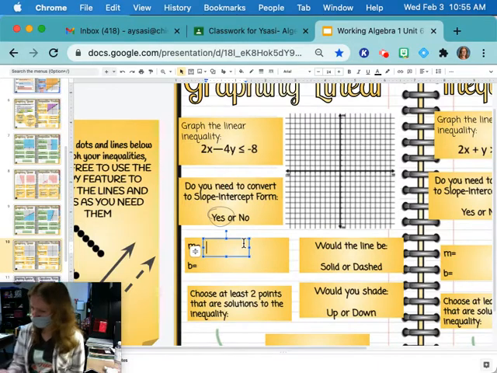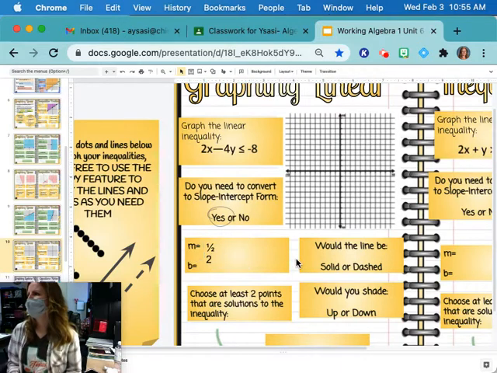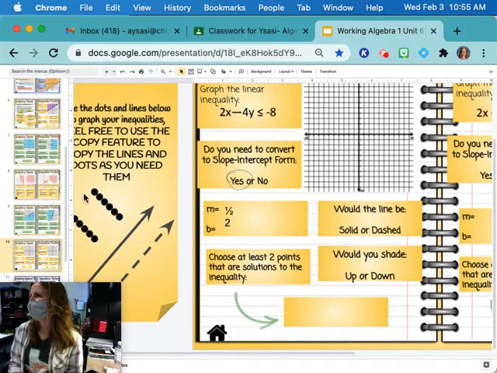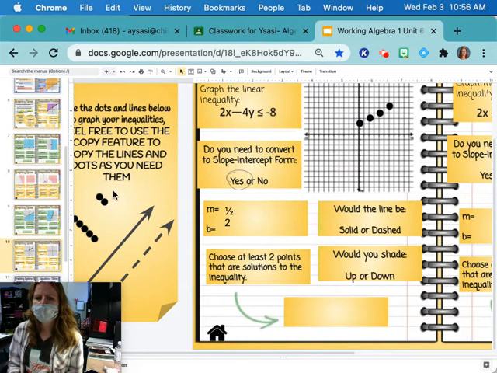Okay, so our M is 1 over 2, and our B is 2. We don't have to make our own points. There's some points to the left on this one. So we plot our y-intercept at 2, and then we do our slope. Up 1 over 2. Next one. Up 1 over 2. Another one. Up 1 over 2.